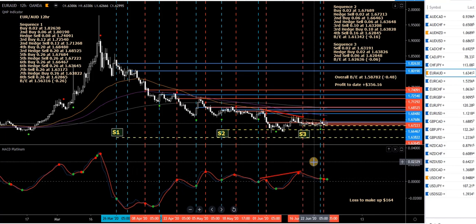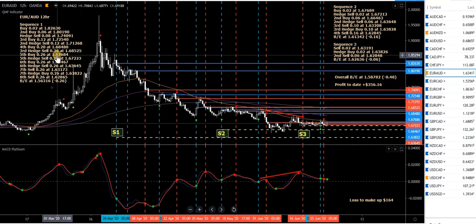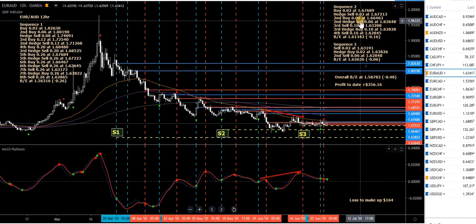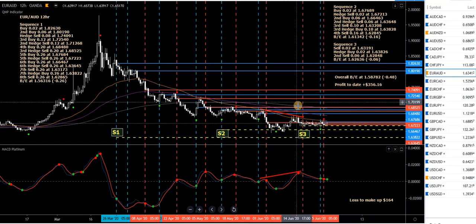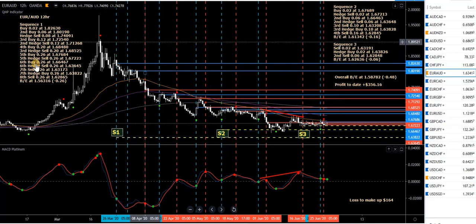sell on sequence, a trade 8 on sequence 1, trade 4 on sequence 2, and a trade 2 on sequence 3, which is this one here. So these are all my break-even levels here for each sequence. You can see each one's got a break-even level. That's all the different yellow lines mean.